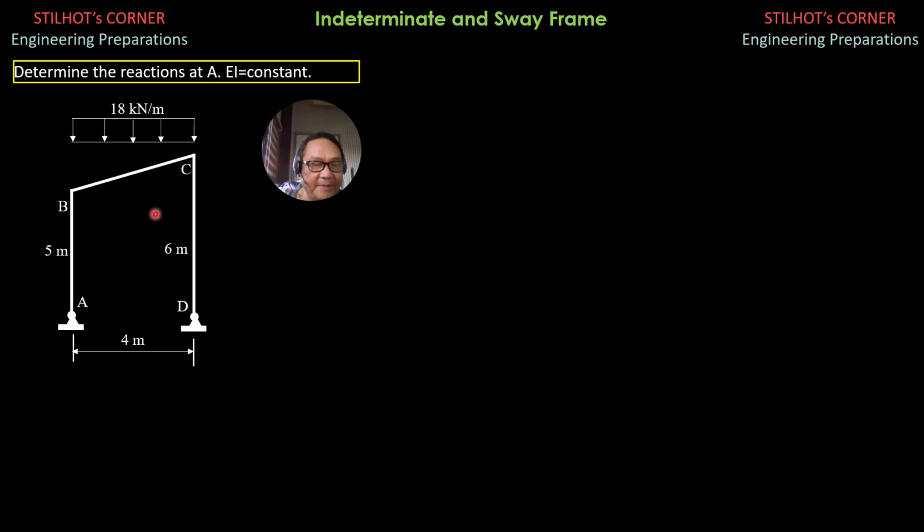So by symmetry, if we draw the free body diagram of the entire structure with vertical and horizontal components of reactions at A and D, and we sum up moments about D, we can compute the vertical component of AV, which is obviously equal to half of 18 times 4, and it is 36 kilonewtons.